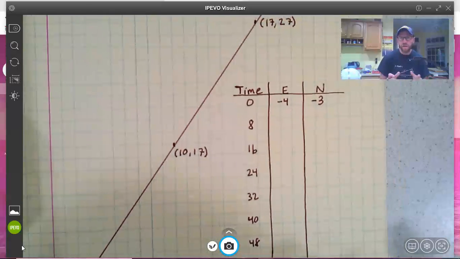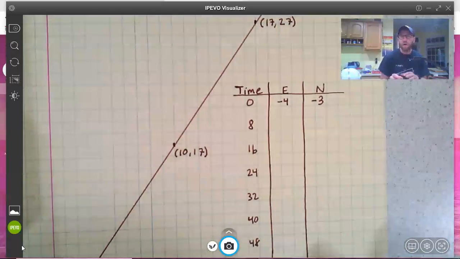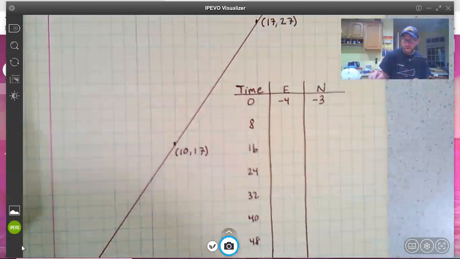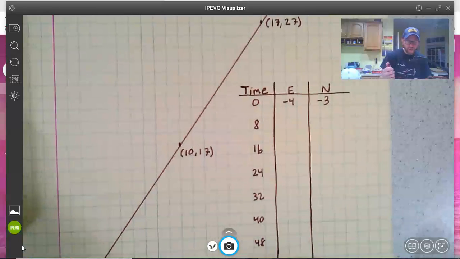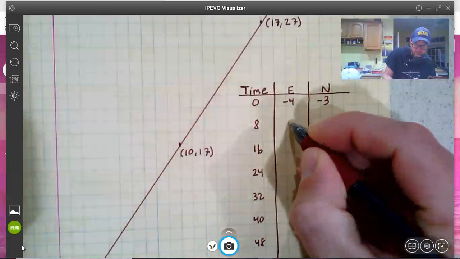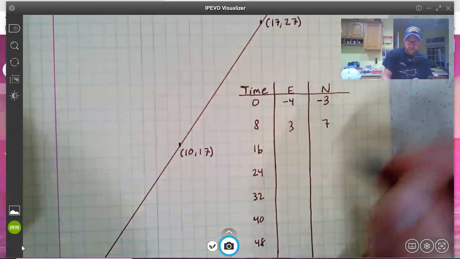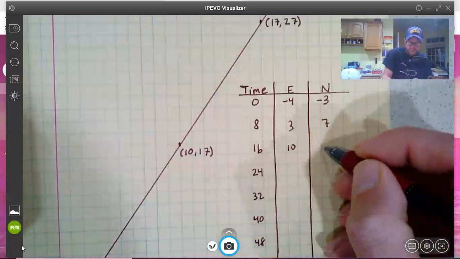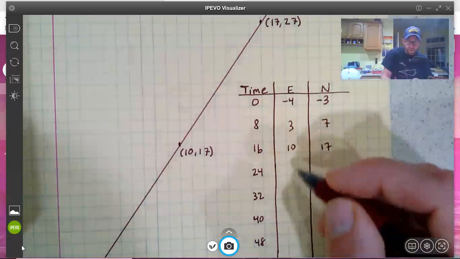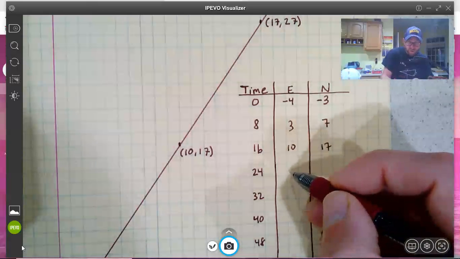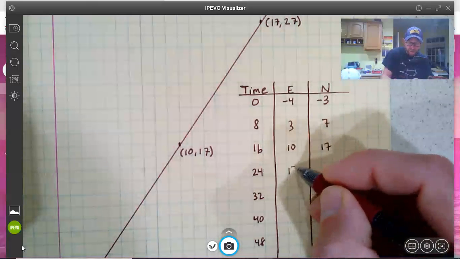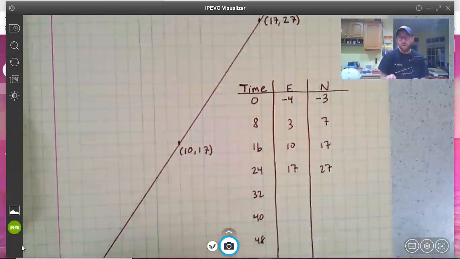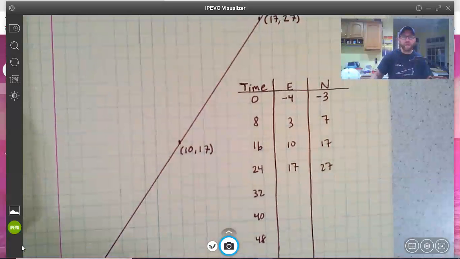we've done before. This is a parametric equations problem, and we are going to actually write the equation in this one. So we're just going to figure out where they are at all these positions, and I already figured out the first few. They're at 3 miles east, 7 miles north. After 16 minutes, they're 10 miles east, 17 miles north, and at 24 minutes, they are 17 miles east and 27 miles north.